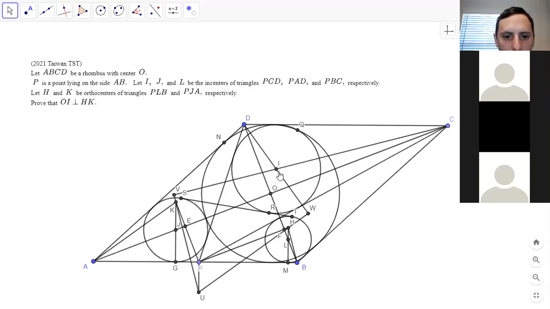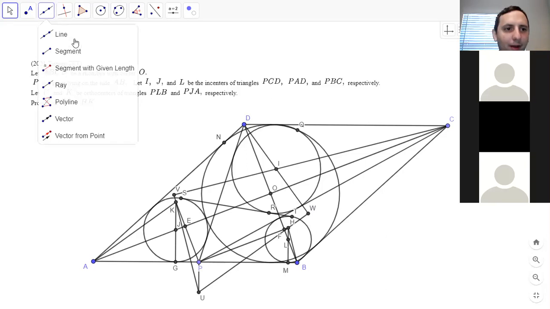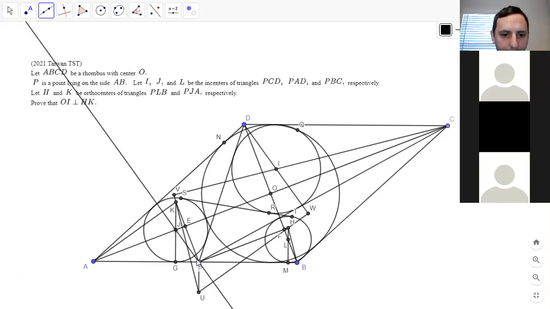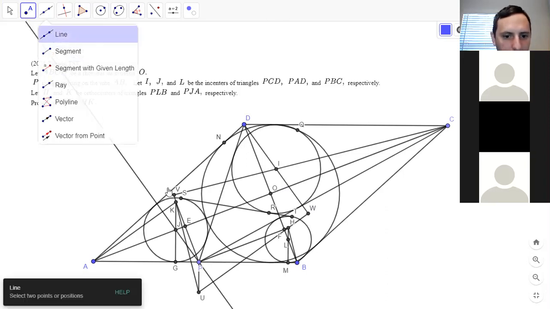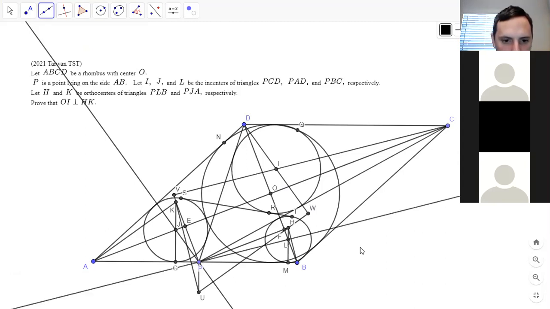So if we're just thinking about orthologic, the perpendicular from H to ID is the same as the perpendicular from H to PJ. And now we can get rid of I. I actually really like that. So we have a perpendicular here, and then we also have a perpendicular here. We could show the perpendicular from K to LP and the perpendicular from H to PJ, and the perpendicular from P to AB concur. So it's almost like we have another two orthologic triangles, right?